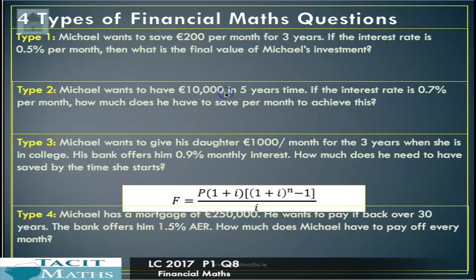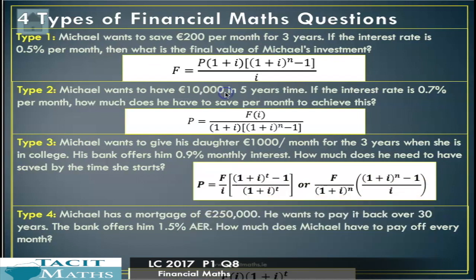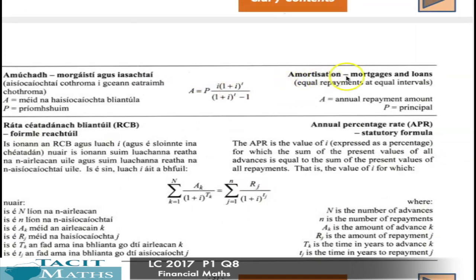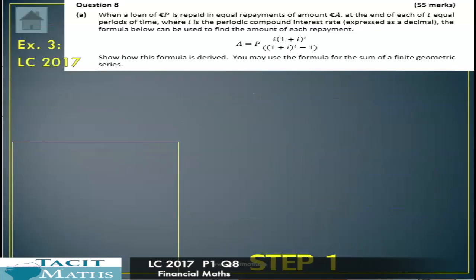Now there's a formula for each of these. The good news is that for the loan and mortgage ones, this is the only one that's actually available in your log tables. If we zoom in on this, this is your amortization, mortgage and loan. That's available in your log tables. So that's the good news. And the bad news is that in this question, even though we're given this in our log tables, they actually ask us to show how this formula is derived.